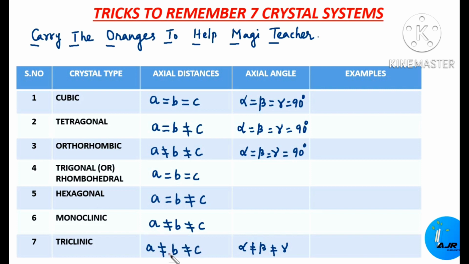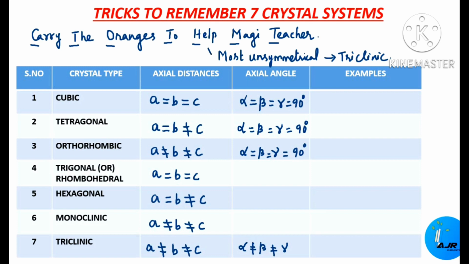Now check here, students. In triclinic, neither the axial distances nor the axial angles are equal. Both the axial distances and the axial angles are unequal. So triclinic is an example of the most unsymmetrical crystal structure. Which is the most unsymmetrical? The most unsymmetrical crystal is triclinic.